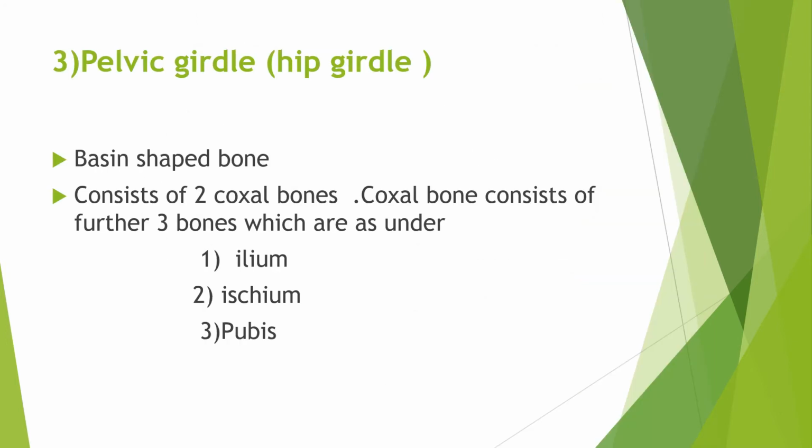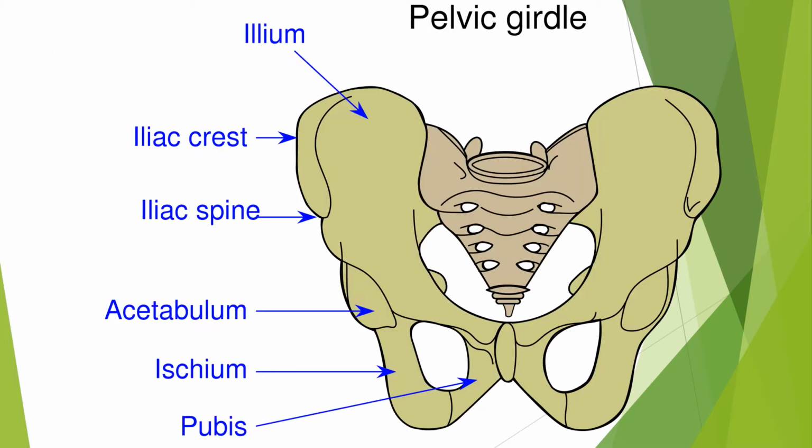The third part of the appendicular skeleton we are studying, that is pelvic girdle, is also called simply hip girdle, because it is constituting your bones of hip region. The bones of the hip region are mainly called pelvic girdle. If we talk about the shape of the bones, then it is a basin shaped bone. You can see in this diagram it is a basin shaped bone, and the function of this bone is the connection of the trunk to the legs.